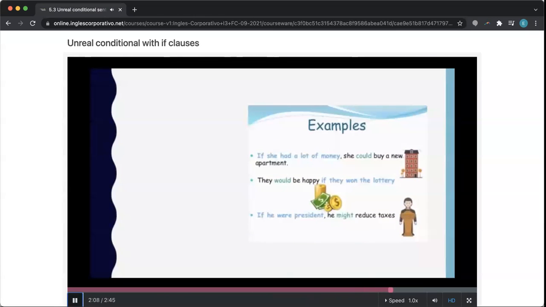Finally, we have some examples for you. If she had a lot of money, she could buy a new apartment. They would be happy if they won the lottery. If he were president, he might reduce taxes.